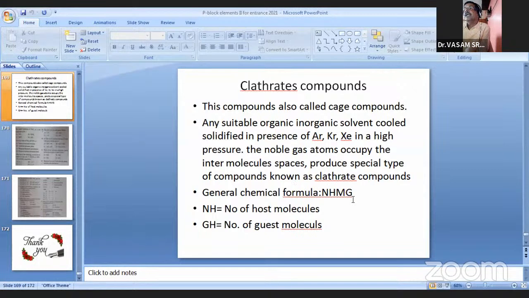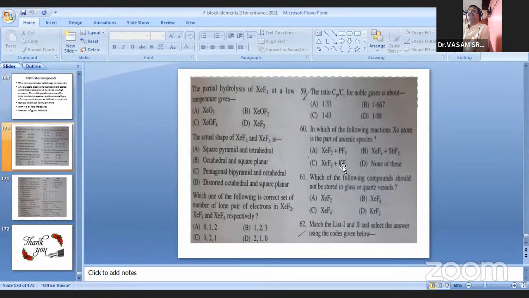General formula NH:MG. Number of host molecules and number of guest molecules, meaning noble gases. Host molecule means organic or inorganic solvent. So this is the general formula NH:MG. And these are the examples of noble gases. The questions: partial hydrolysis reactions are important, and geometry shapes are important.